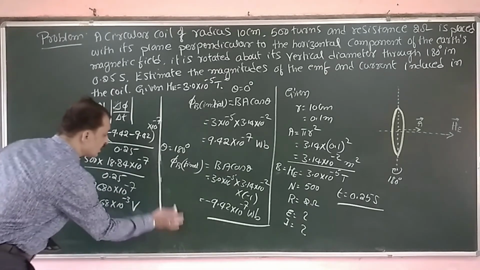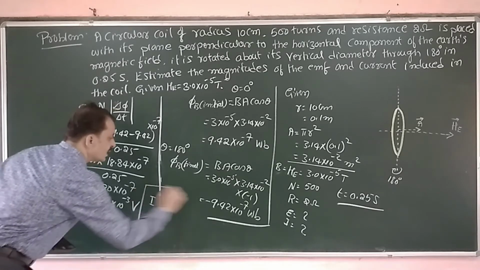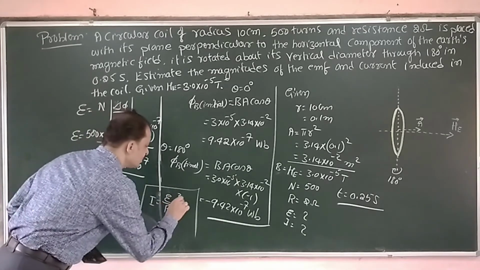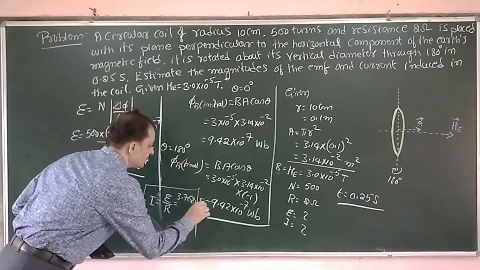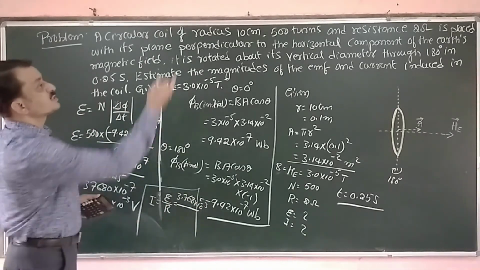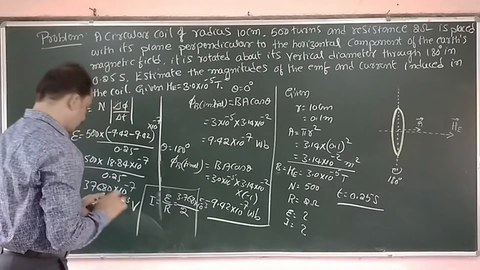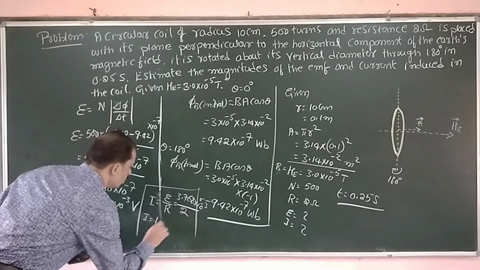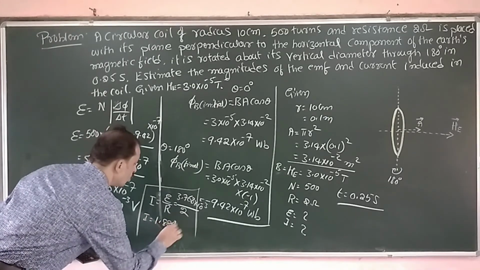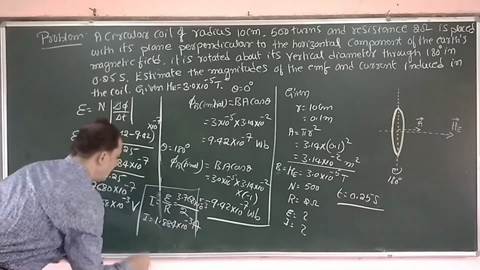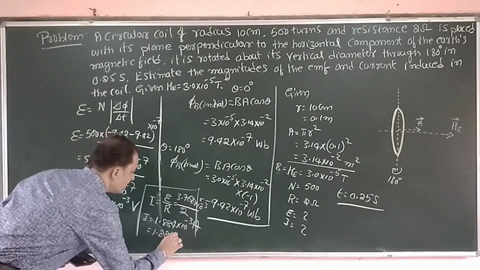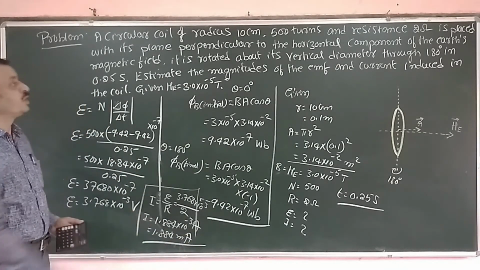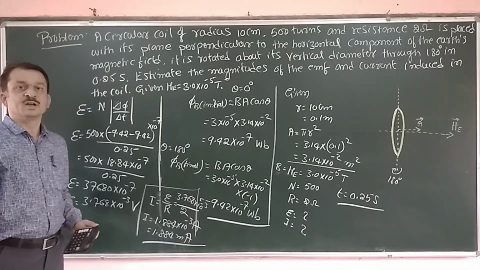Okay. Now we have to calculate what is the current. Now the current here is EMF divided by R. EMF is 3.768 into 10 raised to minus 3 divided by resistance is given 2 ohms. Divided by 2, I will get current is 1.884 into 10 raised to minus 3 amps, or it is 1.884 milliamps. Now this much amount of current is induced in that circular loop.